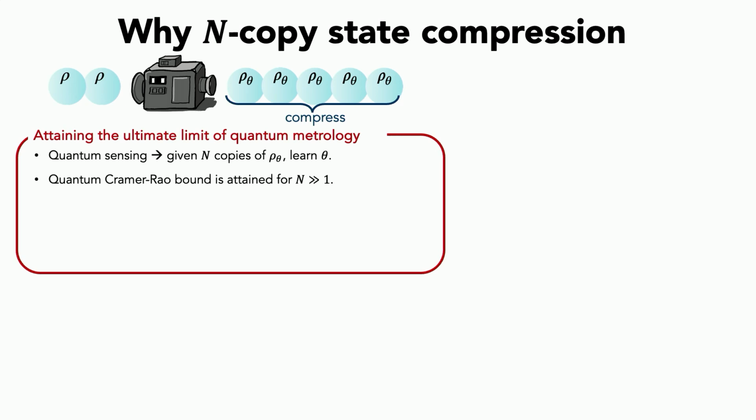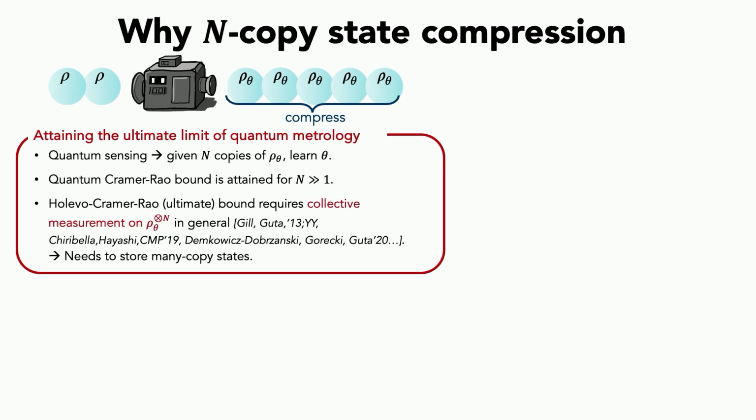For instance, in metrology, you want to learn some physical parameter theta. What you do is prepare some proper probe state and pass them one by one into this physical process. So what you end up with is exactly many copies of some state rho theta, which is partially unknown. This corresponds to our setting. Moreover, the quantum Cramer bound in metrology is attained when you have many, many copies. So that also motivates why we study the asymptotics of large n.